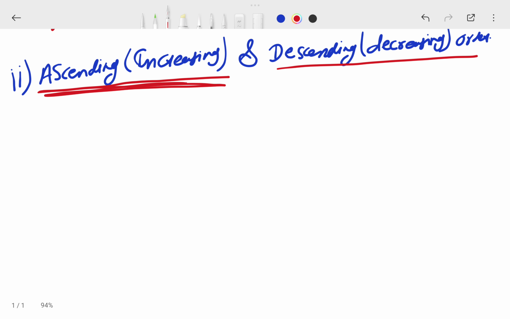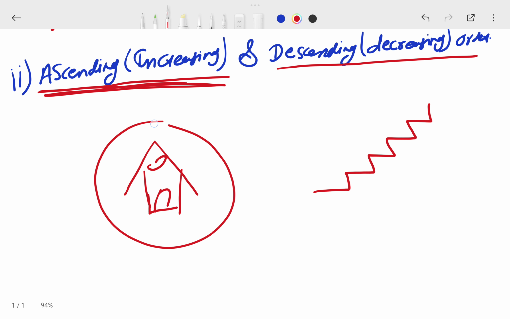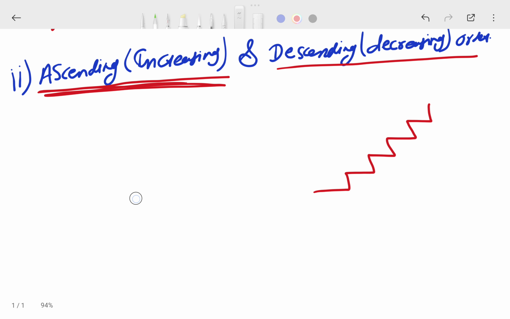Let's understand the ascending order first. These are steps. Let's suppose this is your house. In your house there will be steps like that, for going up to the roof. If you want to go up in your house, there will be steps. Like that, steps will be.